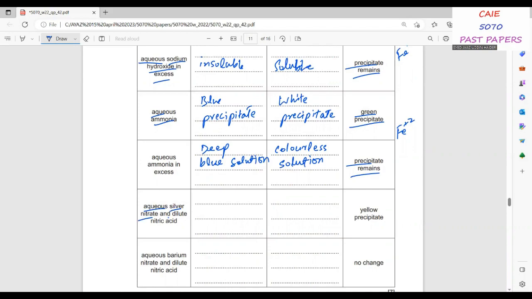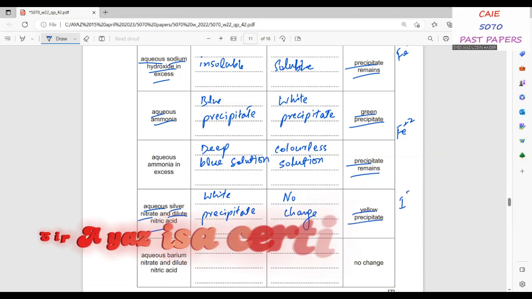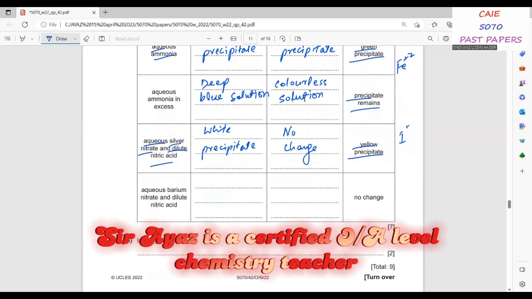Aqueous silver nitrate and dilute nitric acid. Silver nitrate is the test for the chloride ion, so here we'll get white precipitate. And in case of zinc sulfate, no reaction or no change. In case of X, they have mentioned yellow precipitate. Yellow precipitate are of I negative, so there must be iodide ion.